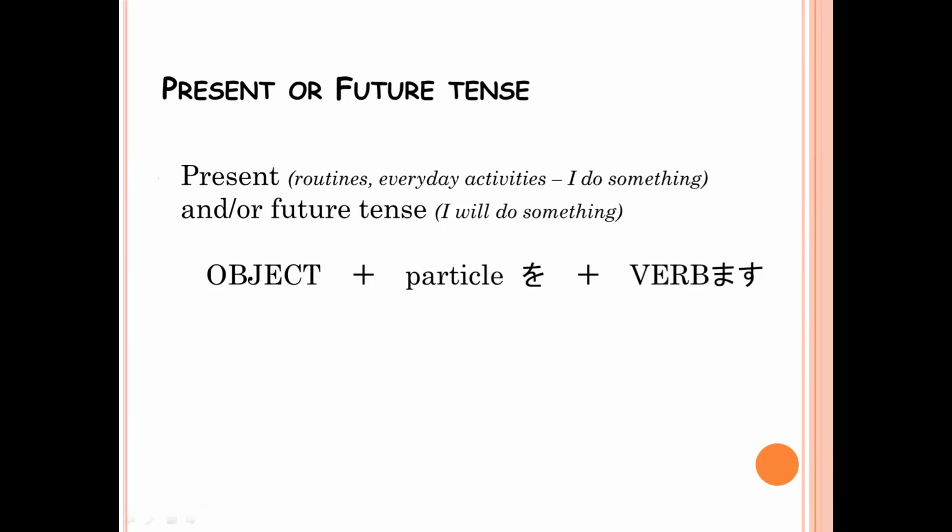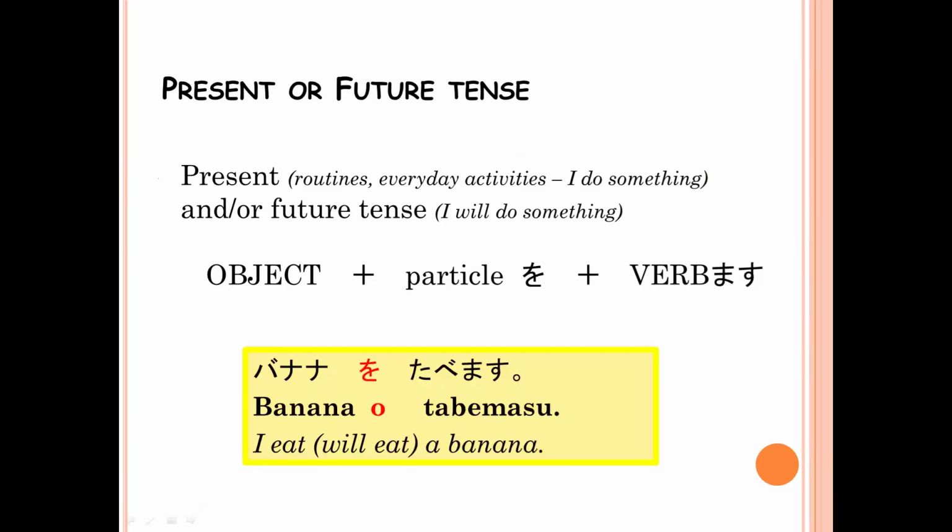So how will you frame a sentence? I will do something, or I do something. What you have to do is, for example, Banana o tabemasu. What is banana? Banana is an English word. Banana is written in katakana here. Banana o tabemasu.